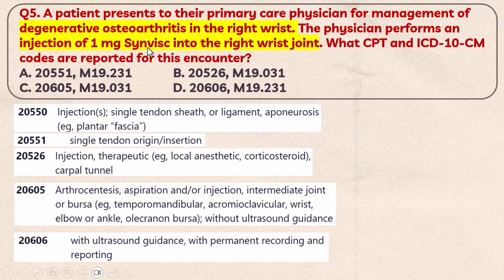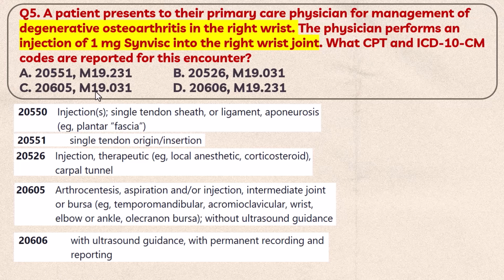In this case, you can see degenerative osteoarthritis, and the physician performed an injection into the right wrist joint. So it is a right wrist joint injection, and the correct code will be 20605. You can see the wrist joint is also mentioned in the description. So 20605 will be the correct answer for the CPT code. When you look at the answers, 20605 is only used in answer C. So you can directly go for the answer, but it is better to confirm with the ICD-10-CM code as well.